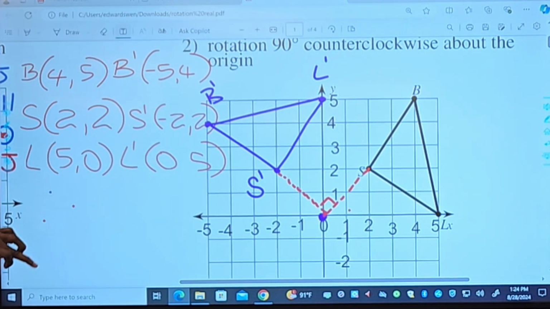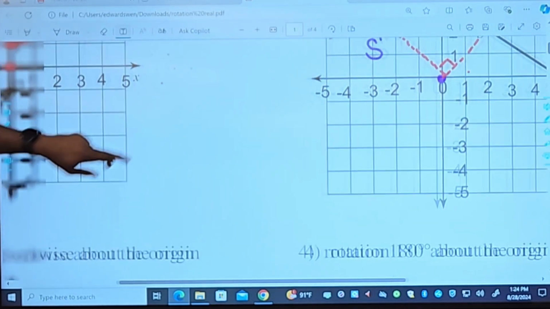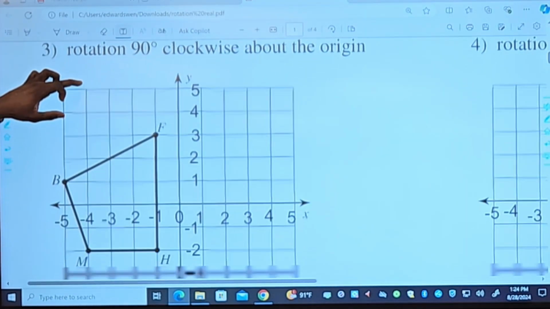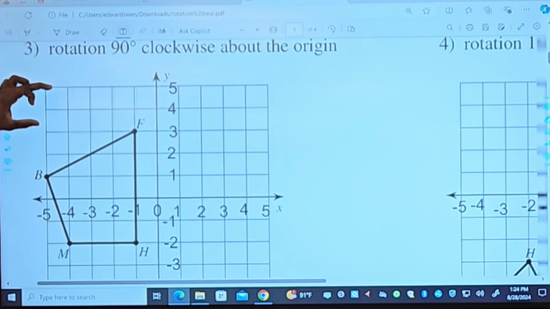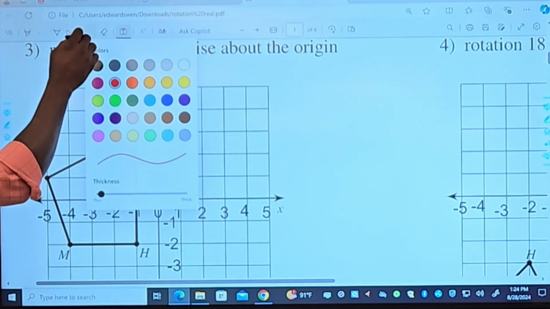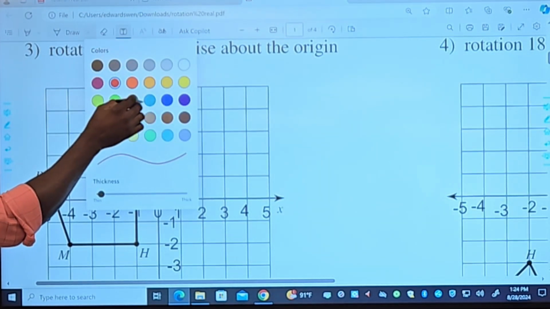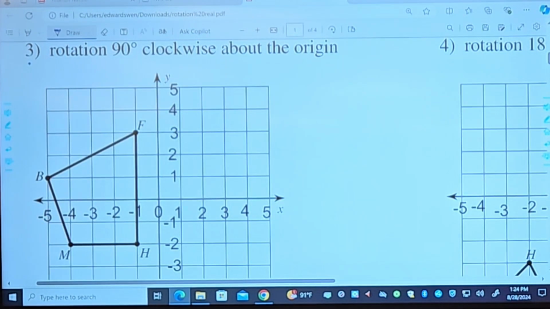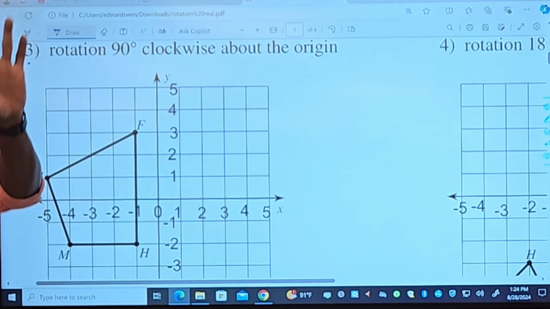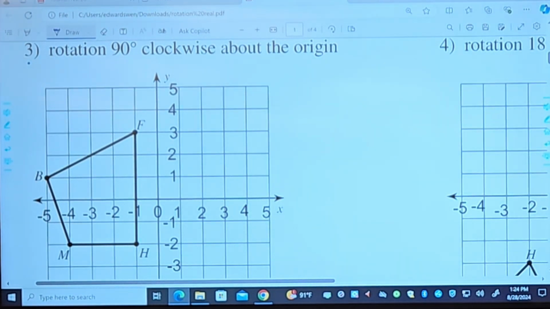All right, so let us go to number 3. All right, right here. All right. You ready? Now you're gonna do the others by yourself. So I'm doing the last one, and then I'm gonna leave you to do the other 3.